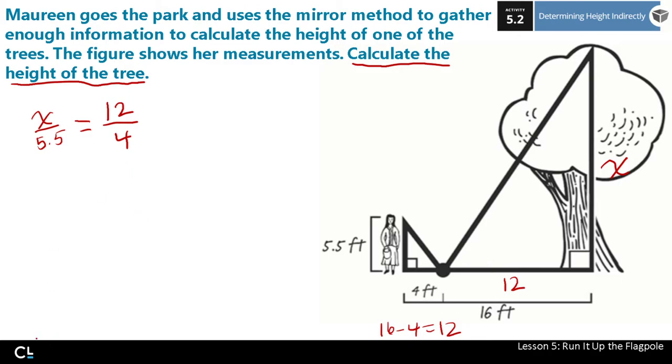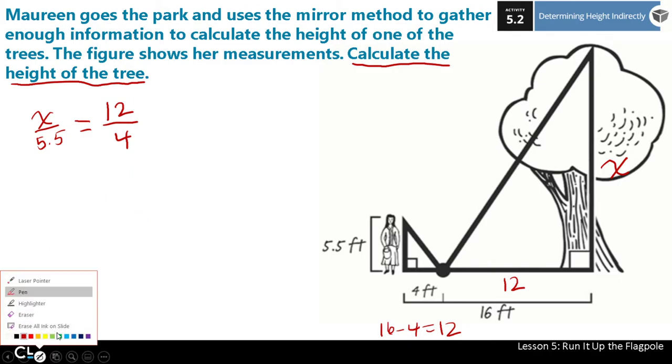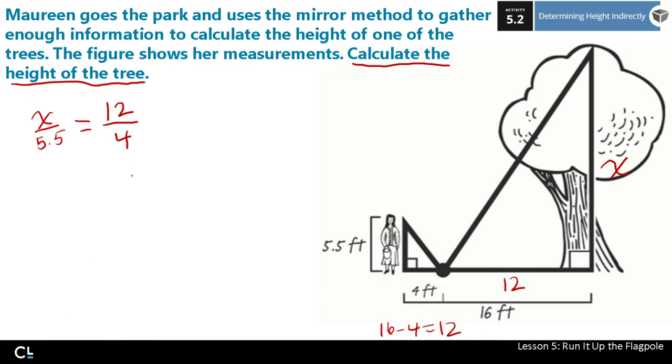And now we just cross multiply and solve, just like we've been doing. So x times 4 gives me 4x. Equals. And then we do 5.5 times 12. We just get a calculator to make quick work. 12 times 5.5 gives me 66.